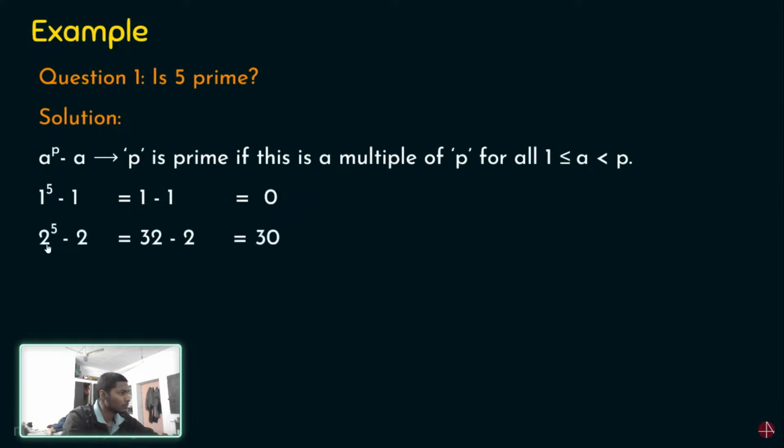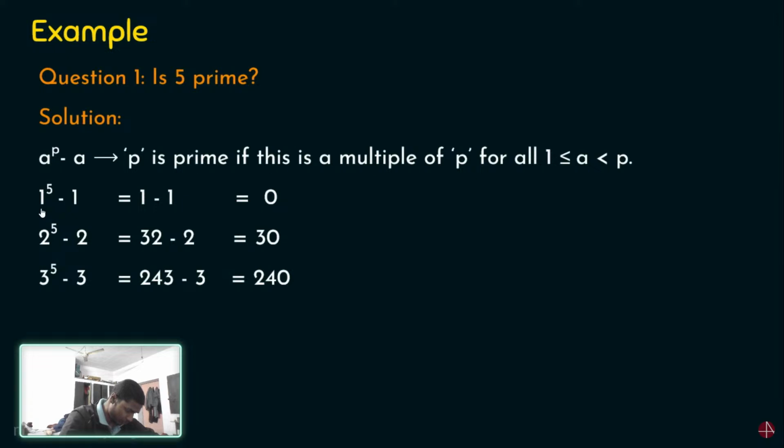a power p minus a will give 2 power 5 minus 2. 2 power 5 is 32, minus 2 we get 30. Obviously 30 is a multiple of p, which is 5 in this case. Let's try with a equal to 3. When a is equal to 3, we get 3 power 5 minus 3, which is 243 minus 3, which is equal to 240, which is obviously a multiple of 5. And finally, we are left with only one value for a, which is 4, because the number we have taken is 5, and we are required to run this algorithm from a equal to 1 to a equal to 4.